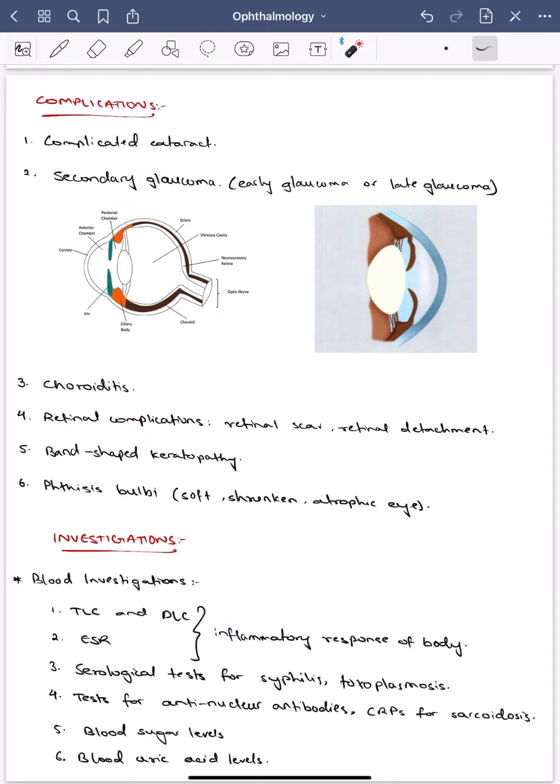Other complications include choroiditis, that is inflammation of the choroid. Then we have retinal complications like retinal scar, retinal detachment, etc. Band-shaped keratopathy can be seen. And finally we have something known as phthisis bulbi, that is soft, shrunken, and atrophic eye. We'll discuss this in another video. Okay, so these are the complications. The most important complications, again, are complicated cataract, secondary glaucoma, and phthisis bulbi, that is the eyes become completely soft, shrunken, and atrophic.